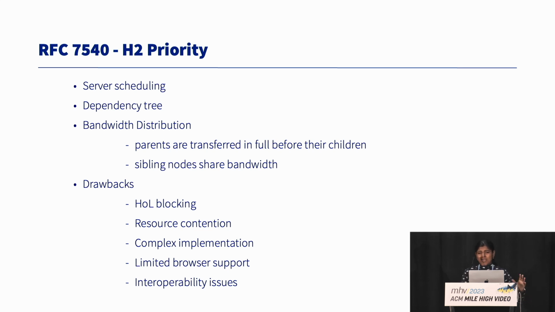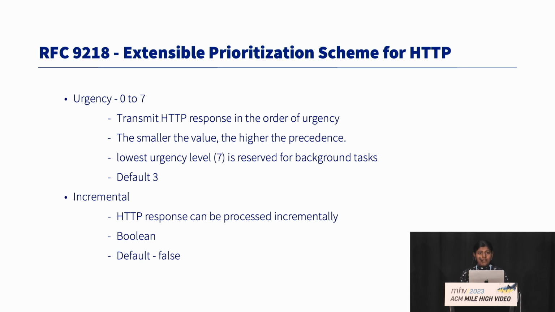So to make this scheme a simpler one, the RFC 9218, which is the Extensible Prioritization Scheme for HTTP, came in June 2022.